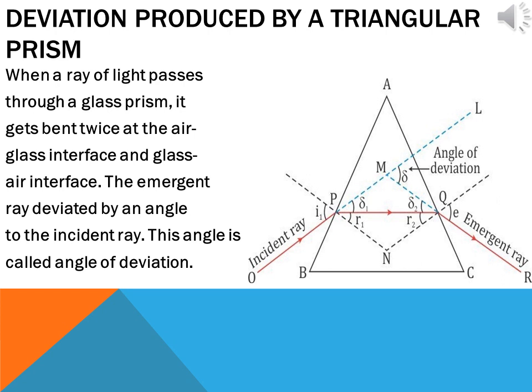Therefore, the deviation caused by a prism also increases with the decrease in the wavelength of light. In visible light, violet color is deviated the most and red color is deviated the least, because in glass the speed of violet light is least and that of red light is the most.